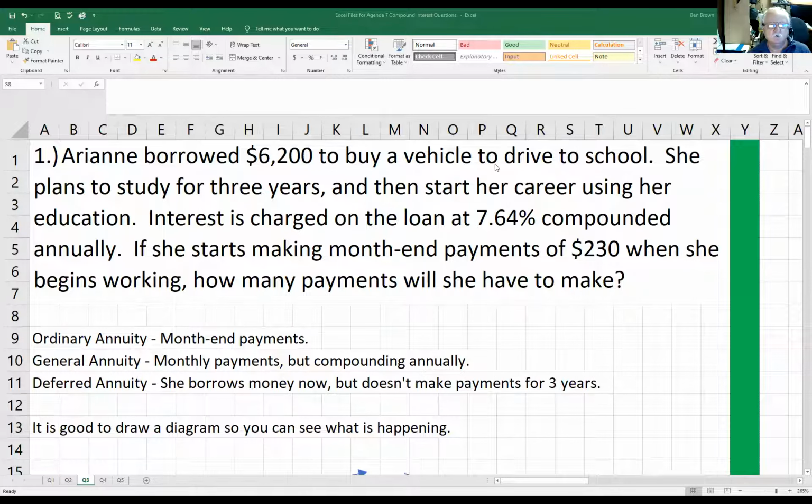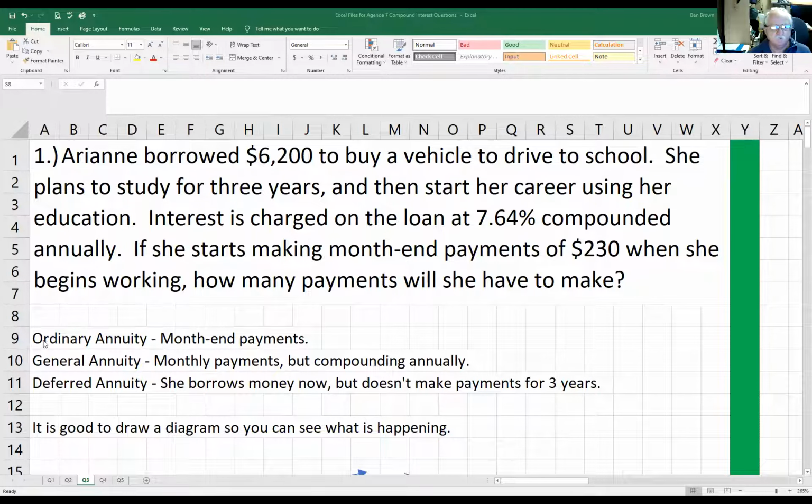So Ariane borrowed $6,200 to buy a vehicle to drive to school. She plans to study for 3 years and then start her career using her education. Interest is charged on the loan at 6.74% compounded annually. If she starts making month-end payments of $2,300 when she begins working, how many payments will she have to make?